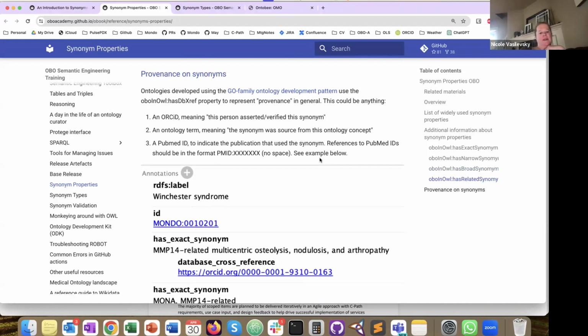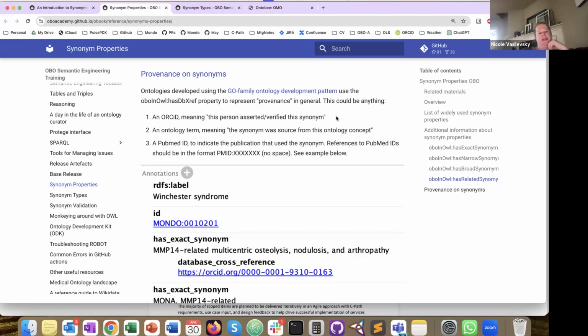In Mondo, I think we require that we have provenance on the synonym, or maybe we don't require it. Generally, our quality control checks don't fail if we don't include provenance, but we do encourage the addition of provenance. I want to say in Uberon maybe it is required. In all of our OBO ontologies, we follow the GO family ontology development patterns using the database cross-reference property to represent the provenance in general on synonyms and on other annotations like definitions.